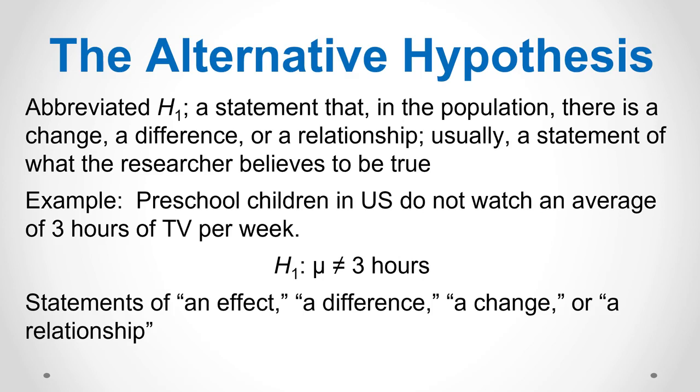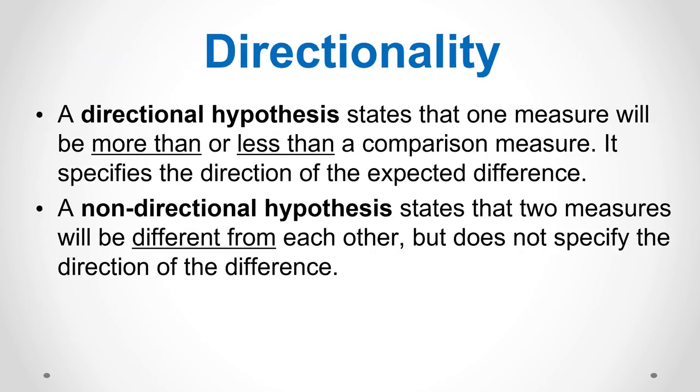Back to our example for preschool children, the alternative hypothesis in words is preschool children in the U.S. do not watch an average of 3 hours of TV per week. This alternative hypothesis in symbols is H1 colon mu not equal to 3 hours. There are 3 ways to set up the null and alternative hypotheses based on directionality.